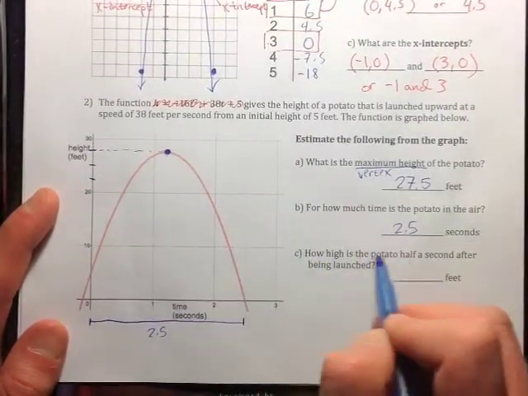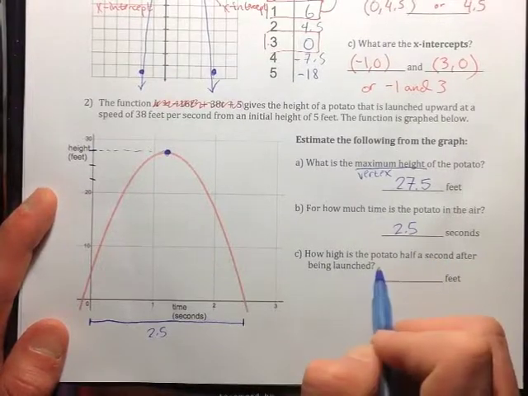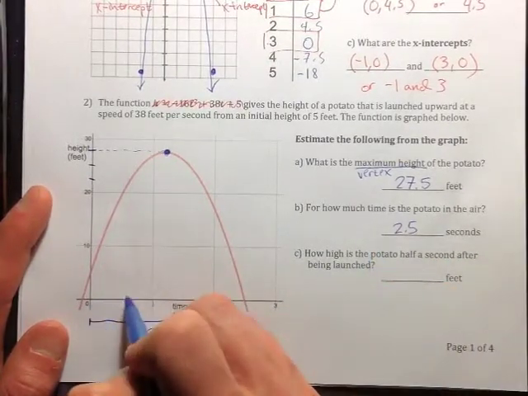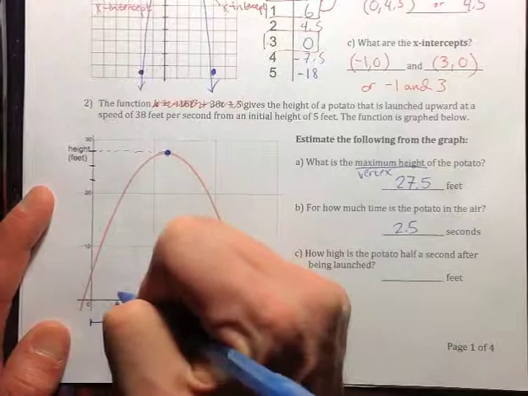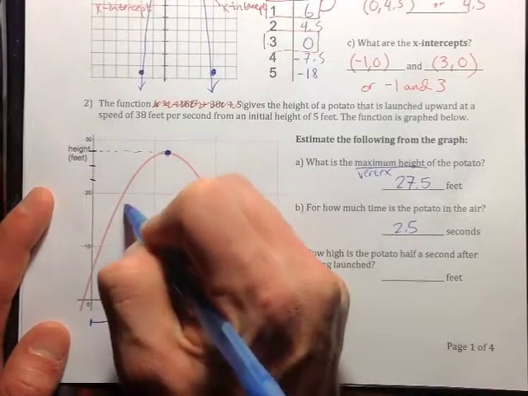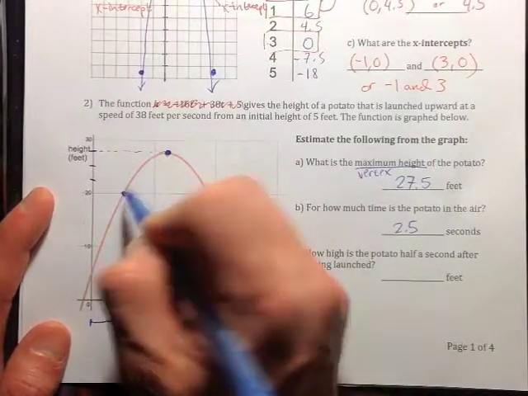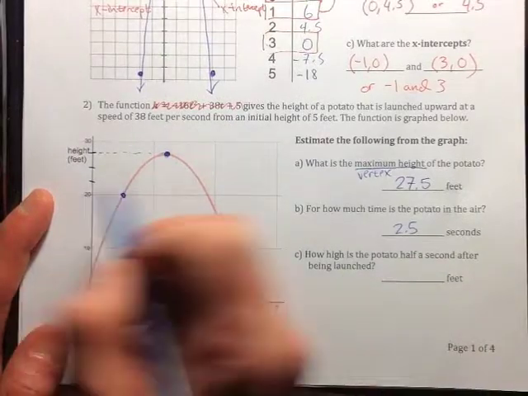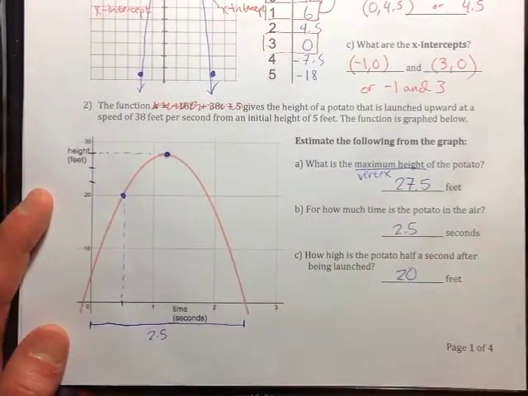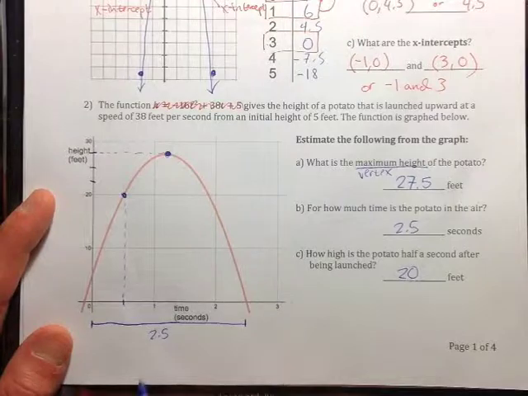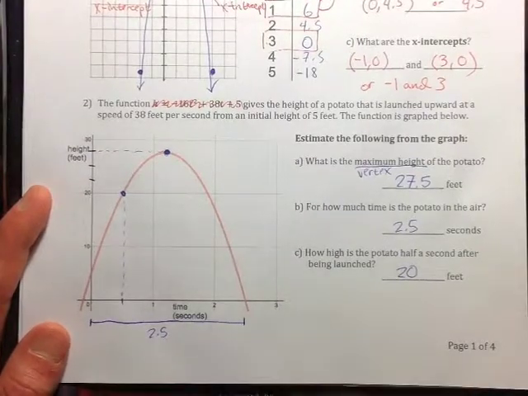And then how high is a potato half a second after being launched? Well, half a second is right here. So let's go up, bam, and then we hit the graph. So the potato is about 20 feet above the ground half a second after being launched. Okay? So that's all there is to it, to this objective.